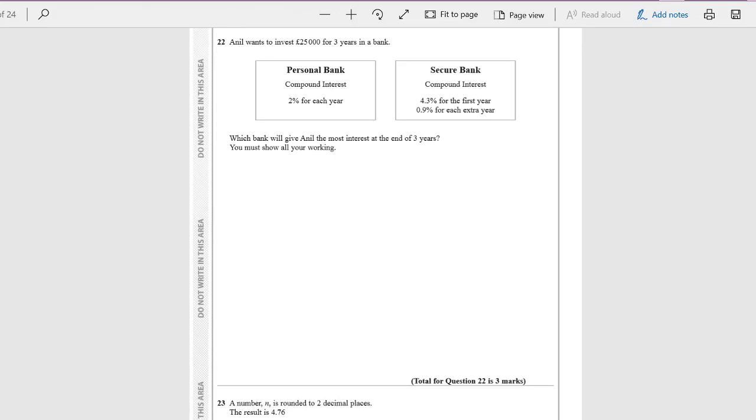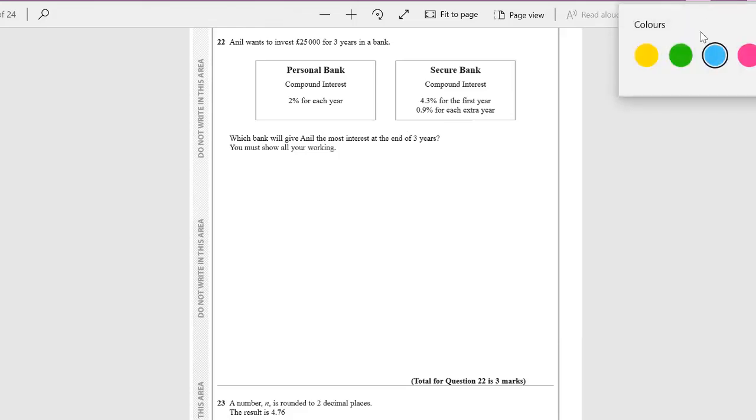Question 22. So Anil wants to invest 25,000 for 3 years in a bank. He's got his personal bank and secure bank. Personal bank offers compound interest of 2% for each year, and secure bank offers compound interest of 4.3% for the first year and 0.9% for each extra year. So which bank will give Anil the most interest at the end of year 3?